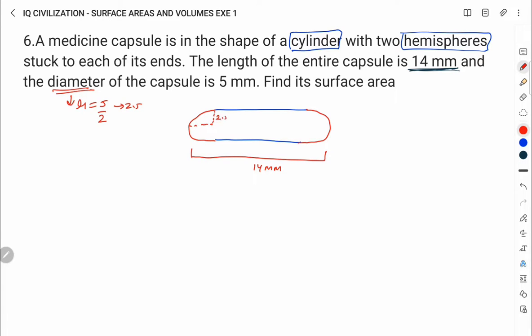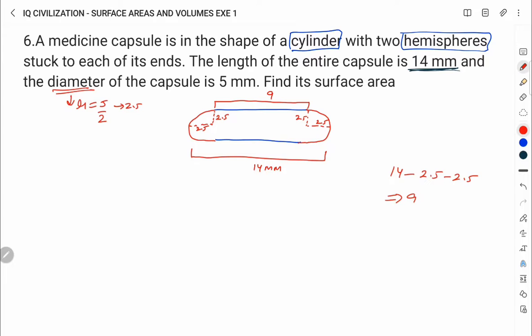So this is 2.5. So this will also be 2.5. Again here, this side also 2.5. So out of the total 14, I have to remove 2.5, another 2.5. So that is nothing but 14 minus what? 2.5 twice is 5, right? So I will get a 9 here. So the length of the cylinder part is 9.